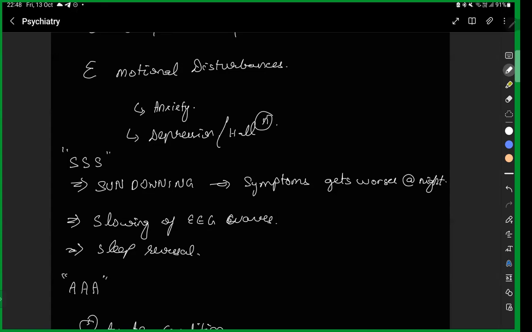These are the 3 S. Repeat along with me: A stands for attention impairment. M stands for motor disturbance. S stands for sleep disturbance. E stands for emotional disturbance. Then the 3 S: number one, sundowning; number two, sleep reversal; number three, EEG waves will be slowing down.